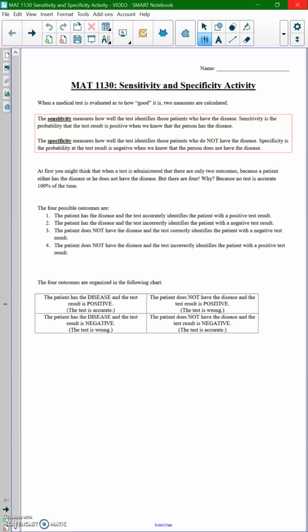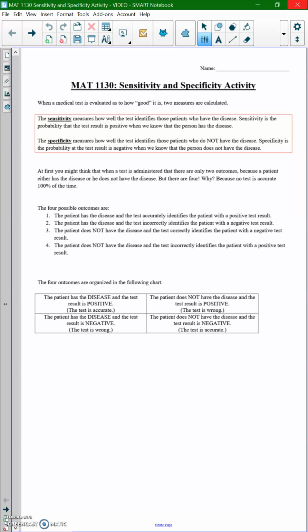When a medical test is evaluated as to how good it is, two different measures are calculated for any medical test that is given to patients. The first is what is called the sensitivity of the test. The sensitivity measures how well the test identifies those patients who have the disease. Sensitivity is the probability that the test result is positive when we know that the person has the disease.